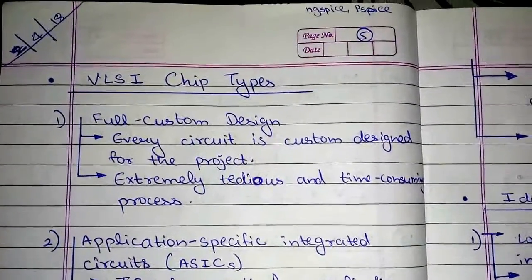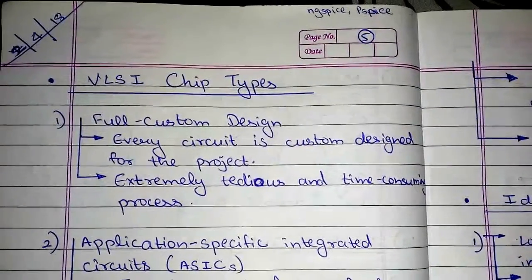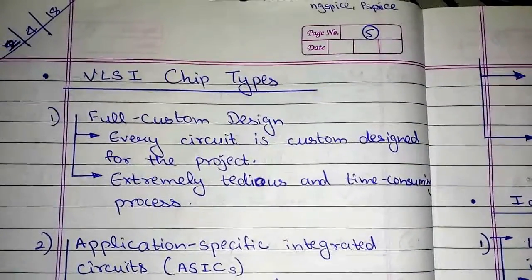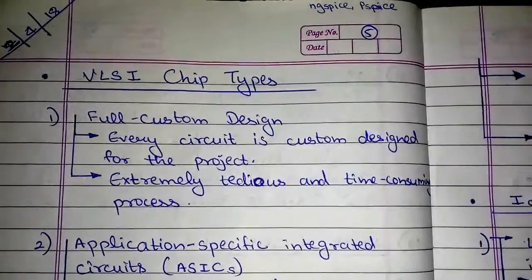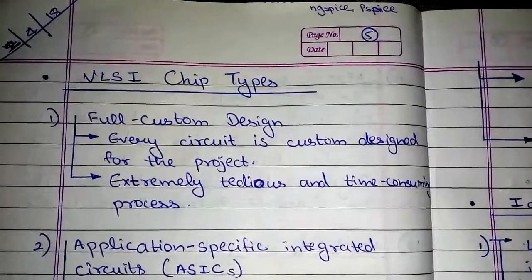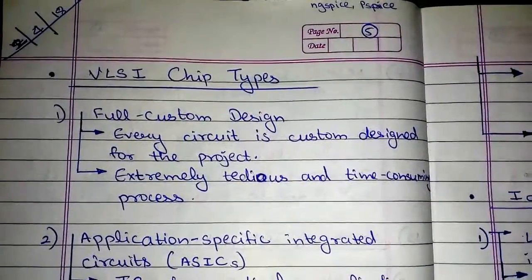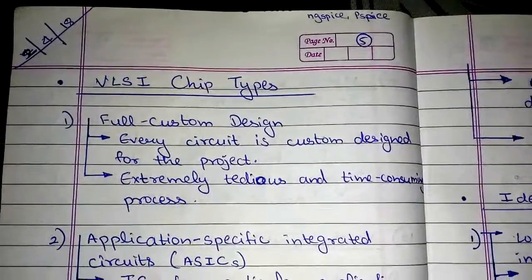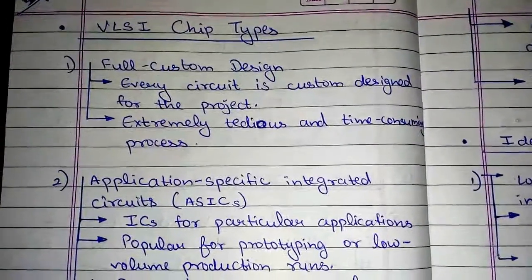Hey guys, continuing the VLSI, in this lecture we are going to talk about VLSI chip types and ideal switches and Boolean operations. So what exactly are these VLSI chip types? There are three major types of VLSI chips.